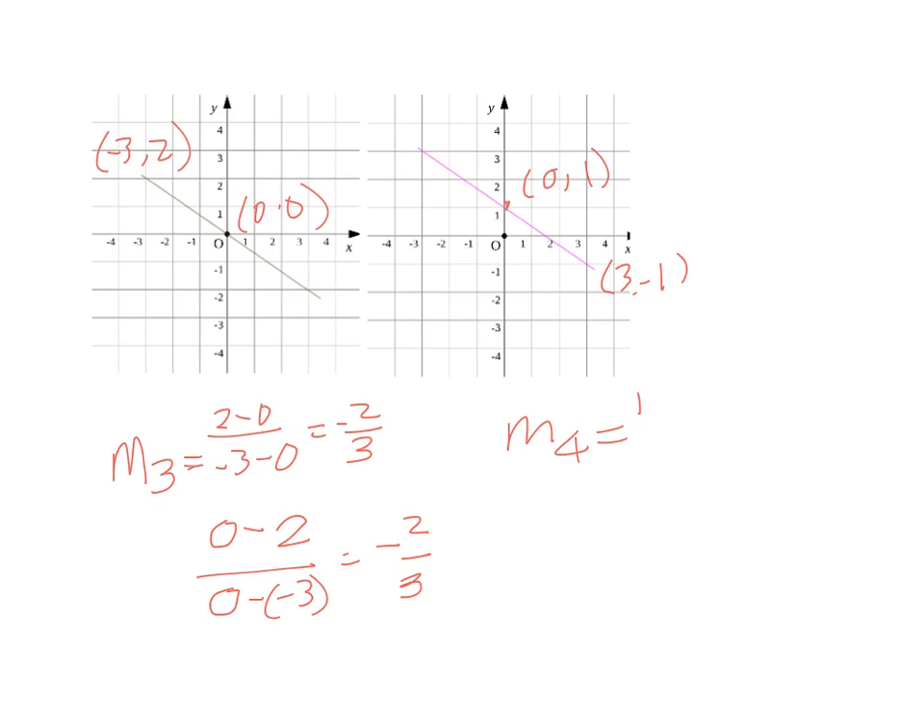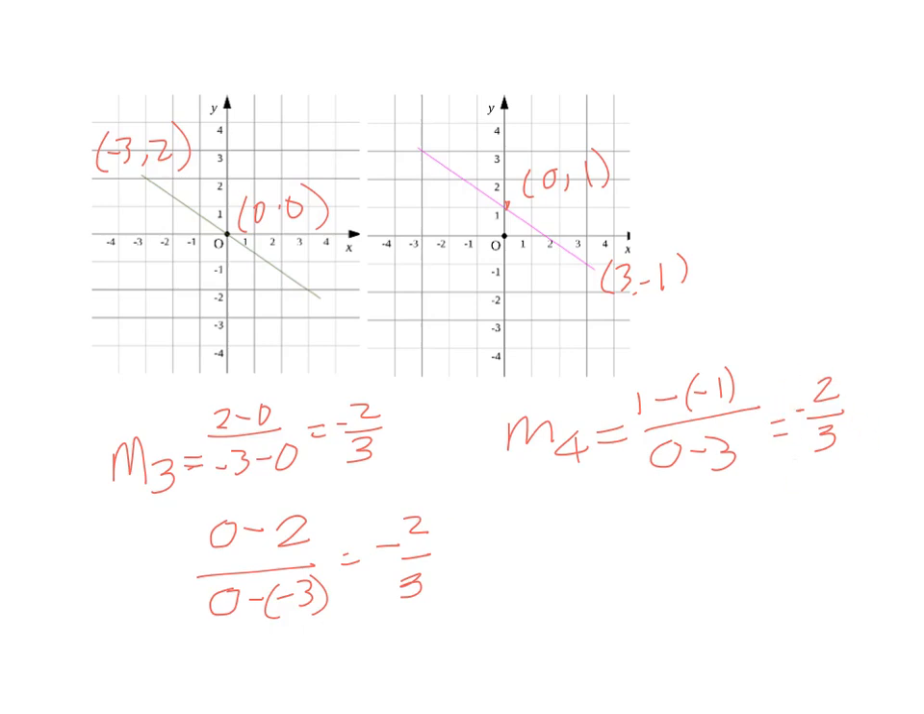So 1, which is the y, subtract the other y, over 0 minus 3. What do I have here? The top is 2, the bottom is -3. So again, I have -2/3. Do you notice that these two lines have the same slope, -2/3?